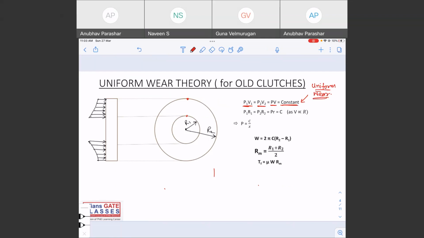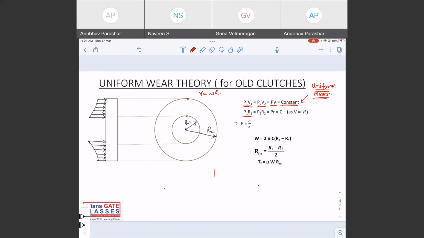It helps in a uniform way, right? Again, velocity is equal to omega r. All of us know velocity is equal to omega r. So in place of velocity, I'm writing r.